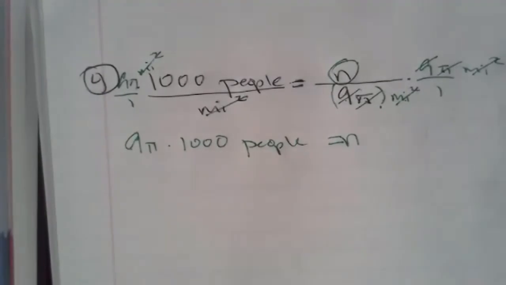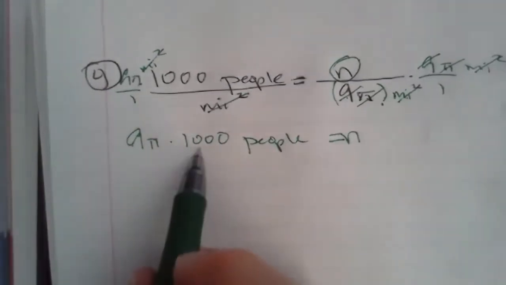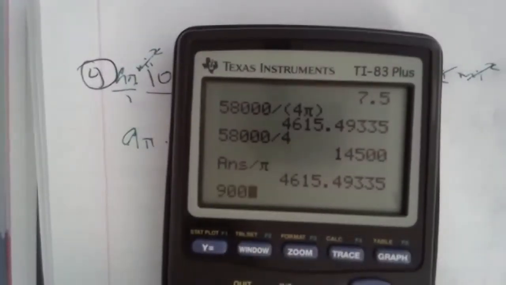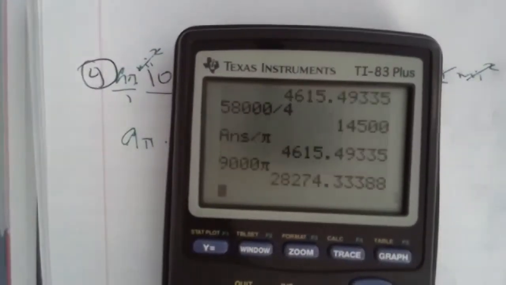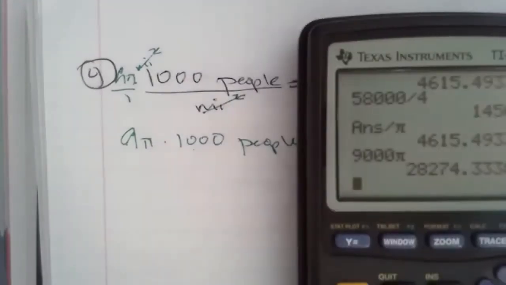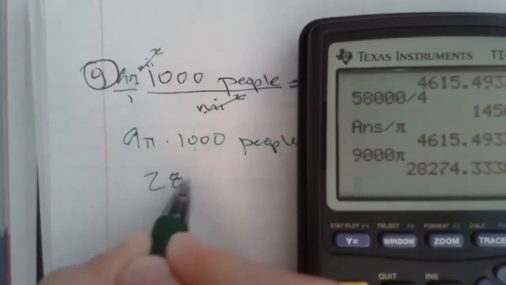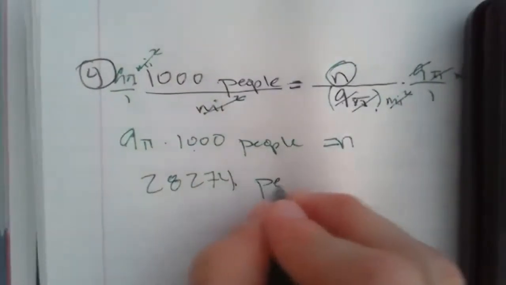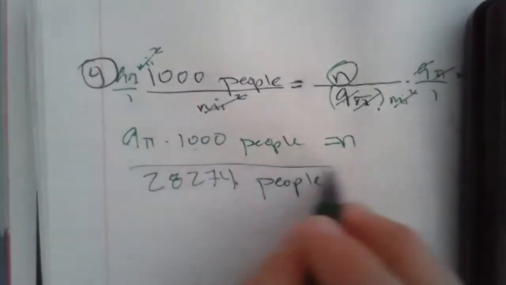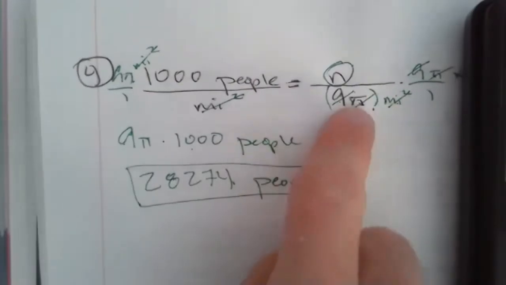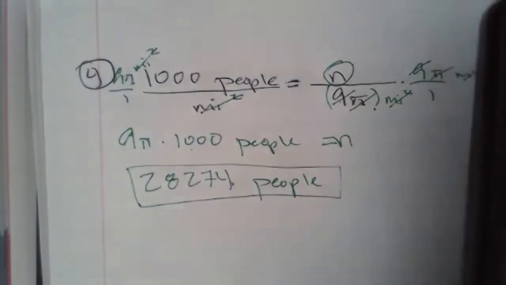The number of people. So 9 pi times 1,000 is 9,000 pi, but of course we're not going to say, oh, I have 9,000 pi people in my city. We're going to say we have about 28,274 people. All right. Don't forget the unit. The unit is people. All right. So population density is the number of people divided by area.